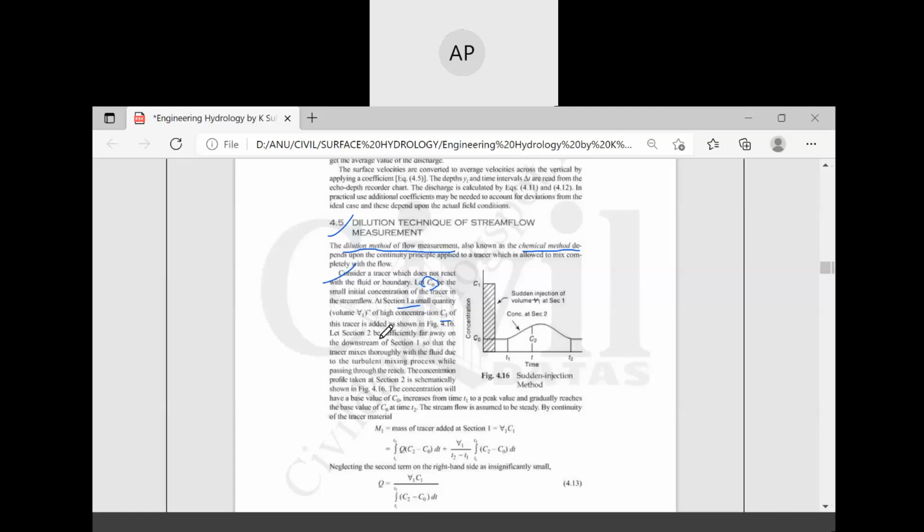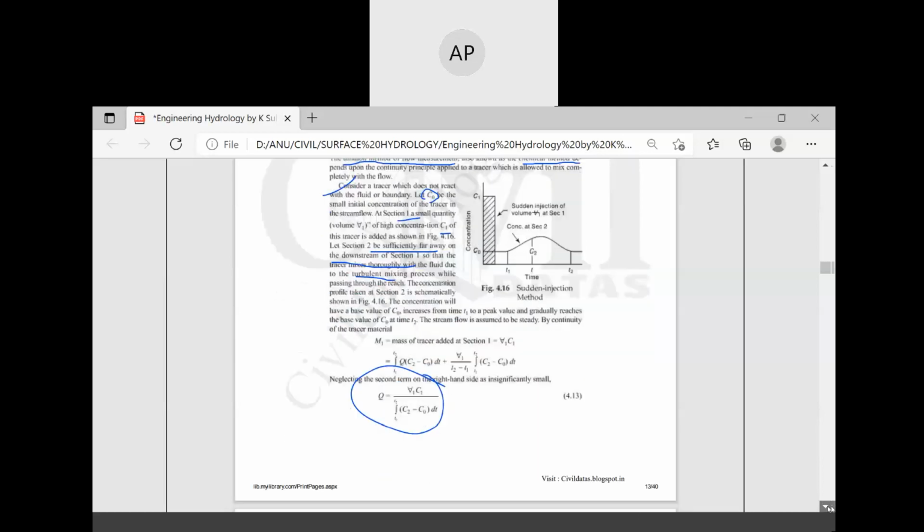Let section 2 be sufficiently far away on the downstream of section 1 so that the turbulent mixing process is complete while passing through the reach. The concentration, okay. So this is the formula to find out the discharge in case of dilution techniques method.